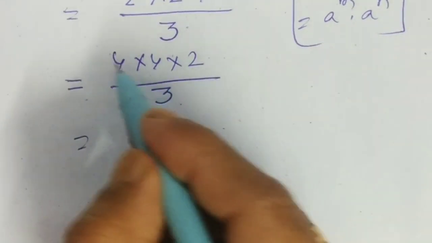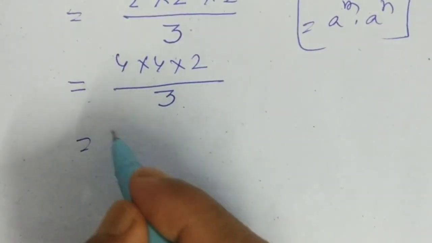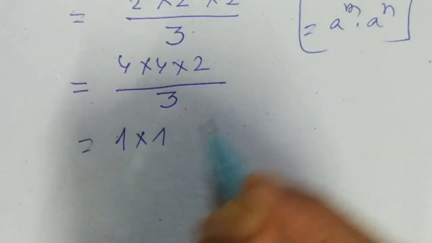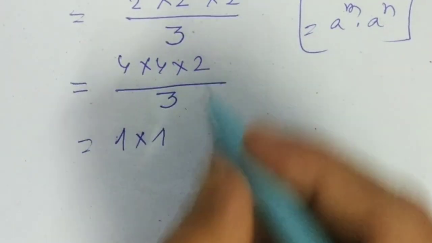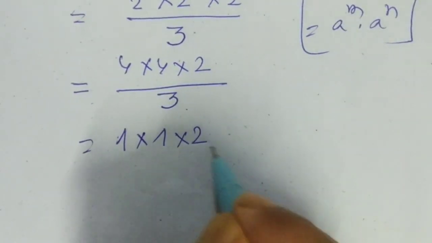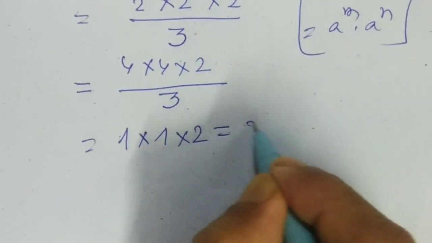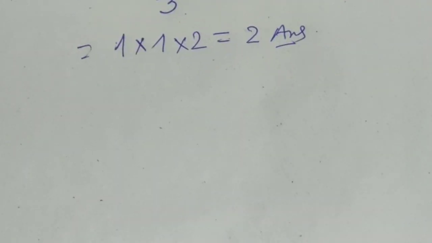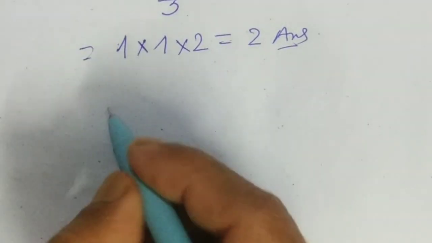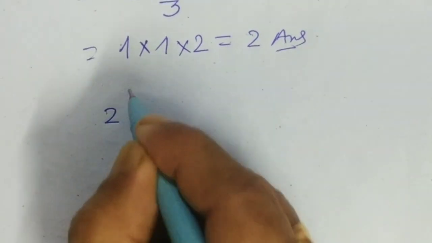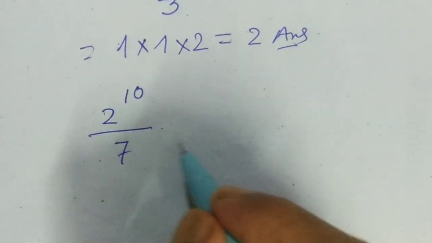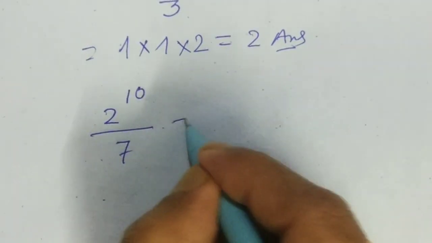Now if 4 is divided by 3, we will get the remainder 1, and here also 1, and if 2 is divided by 3, we will get the remainder 2. So the answer is 2. This is an easier one. Then if the question is like this, 2 to the power 10 divided by 7, then what to do?